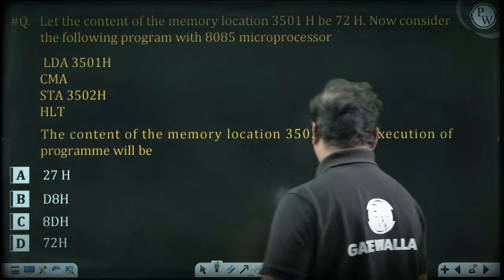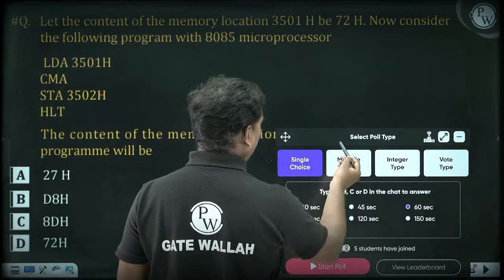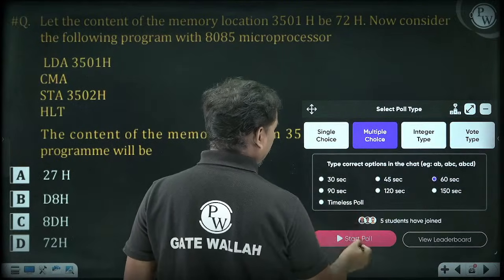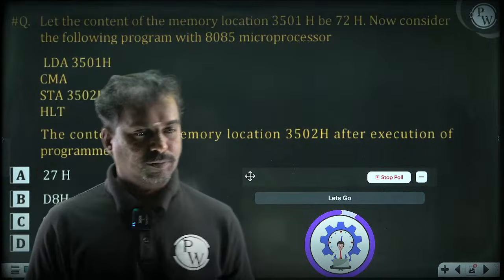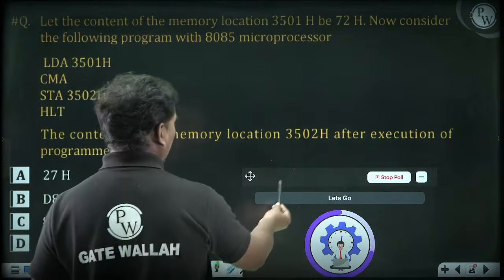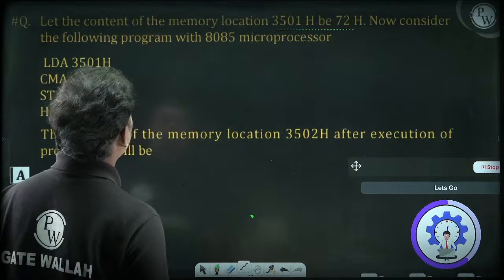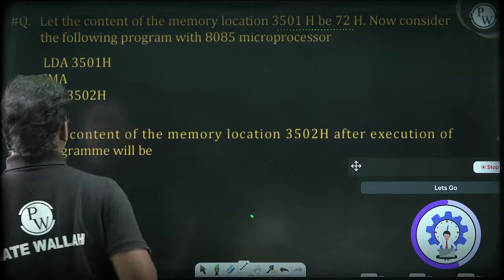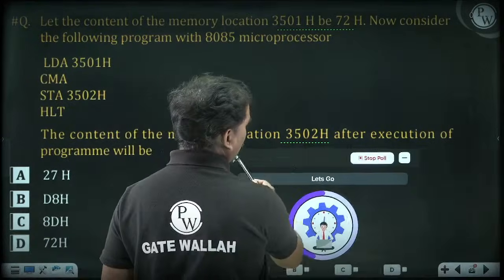Answer this question. I am giving 60 seconds of time. Are you getting the poll? Try to answer. Let the content of the memory location 3501 is 72H. Now consider the following program with the 8085 microprocessor: LDA, CMA, STA, halt. The content of the memory location 3502H after the execution of the program will be dash.